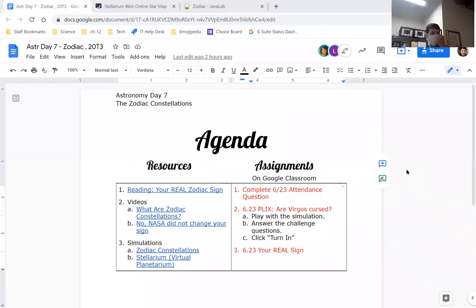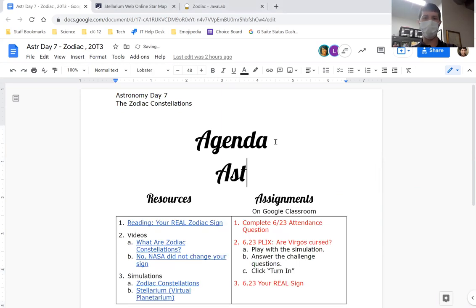Okay, so today is probably the only day that in earth science we're going to talk about astrology. There's a difference between astrology and astronomy. Does anybody know the difference between those two studies? Astrology, here, I'll type it out real quick. So we're talking about astrology versus astronomy.